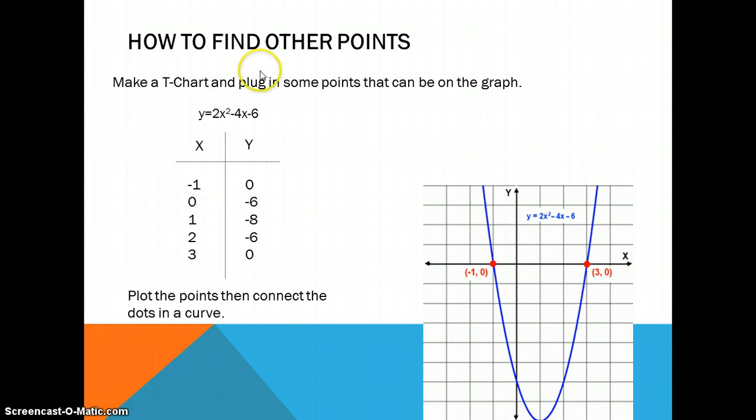When I plug negative 1 into this equation, I get 0. When I plug 0 in here, we get 2 times 0 minus 4 times 0 minus 6, which is negative 6. When you plug 1 in, you get negative 8. When you plug 2 in, you get negative 6. And lastly, when you plug 3 in, you get 0. So all these points you can draw on this curve, like negative 1, 0, then 0, negative 6, then 1, negative 8, and so on.